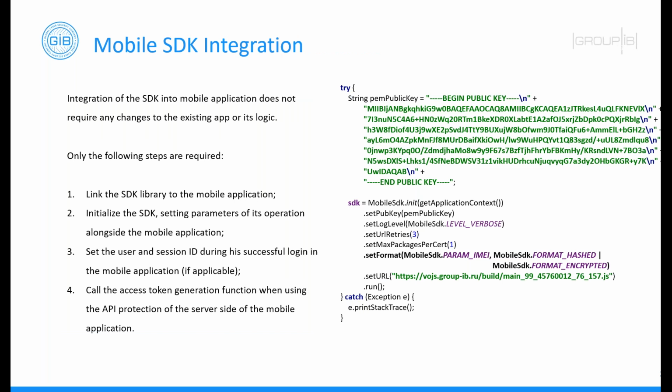The integration doesn't require any changes to the existing online banking application or its logic. Basically, you just need to link the SDK library to the mobile app, initialize it, set the user and session ID during his successful login, and call the access token generation function when using the API protection on the service side of the mobile app.